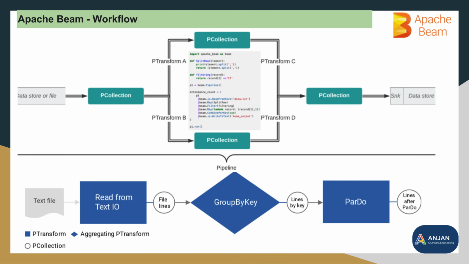Pipeline execution starts with input data extracted from a source into a P collection. Here in the diagram, P collections are shown in circles. The next step would be to apply a single transformation or a series of transformations on top of the raw P collection and produce intermediate or output P collections. In the last step, the output P collection can be written into a target or sink.